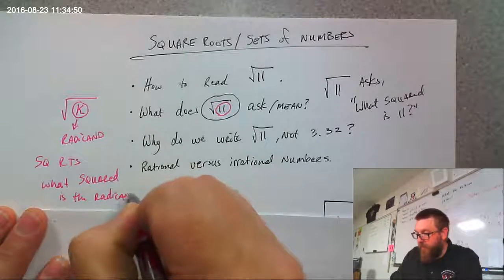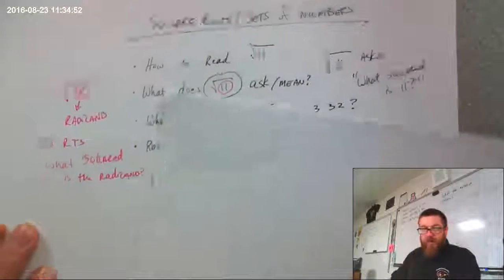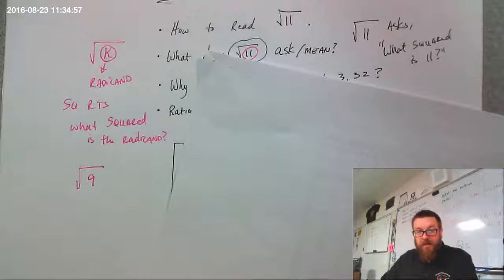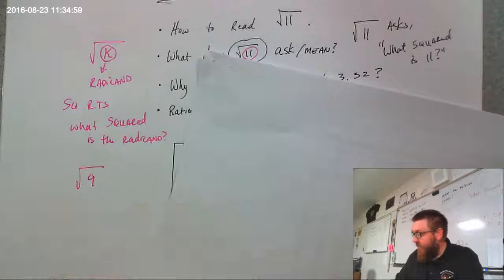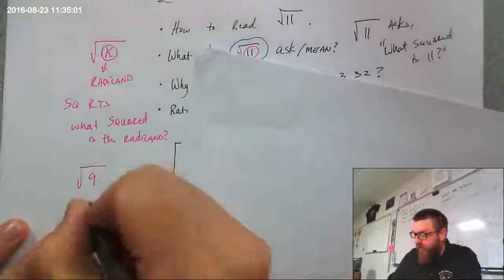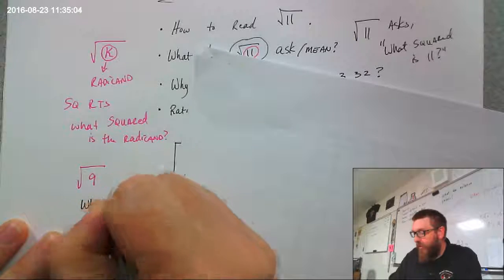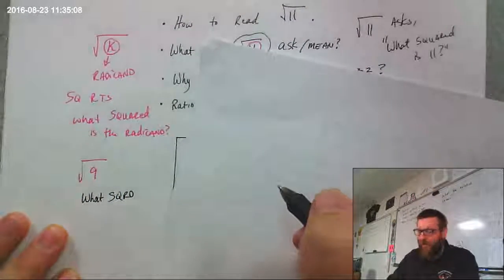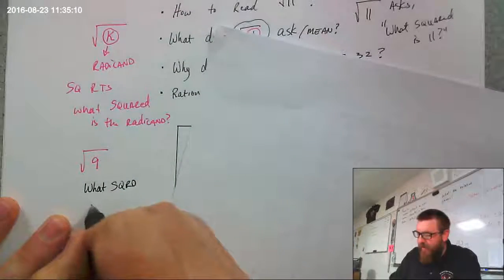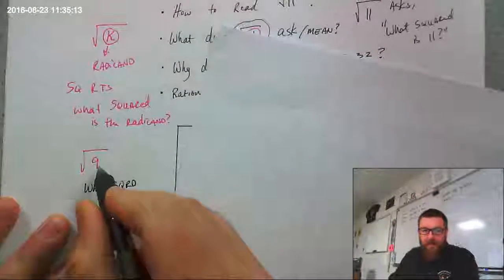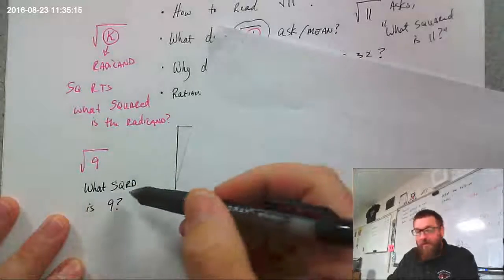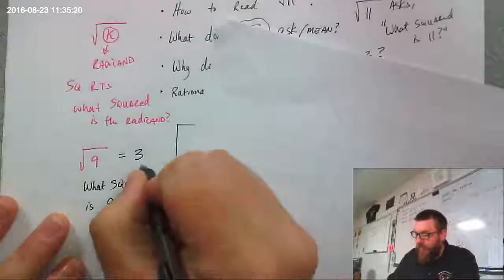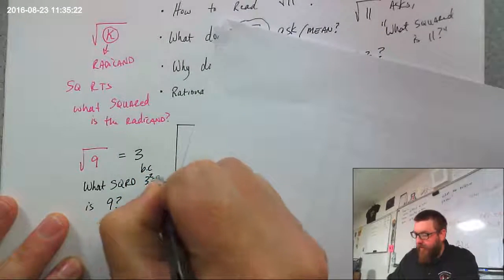For example, something we all know, the square root of 9, we know that's 3. The reason that's 3 is because this is asking what number squared is 9. 9 is the radicand, the number inside the square root. This is asking what number times itself is 9. That's why it's equal to 3, because 3 squared is 9.